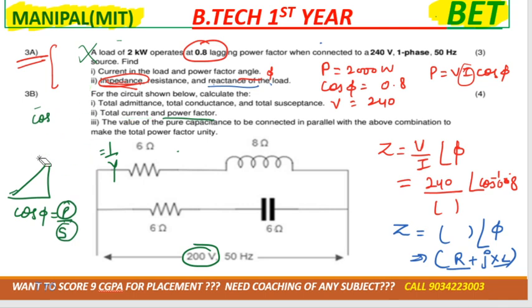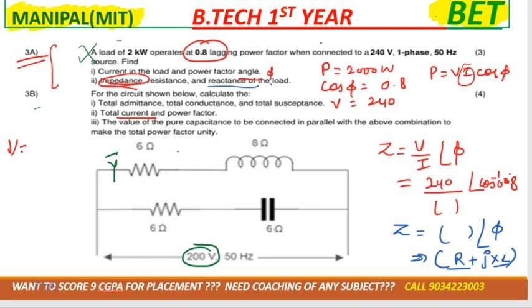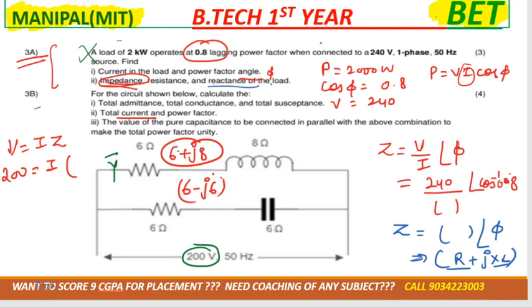Now in the second part they are asking you to calculate the total current. How will you get the total current? By getting the total impedance. So V is equal to IZ. V is known, 200. We need to calculate total impedance. We can get it from 6 plus J8 and 6 minus J6. Both are connected in parallel. We can solve it. Then we'll get total impedance. After solving it, we'll get total current. And the angle between the voltage and the current is phi. Then we'll get power factor, cos phi.